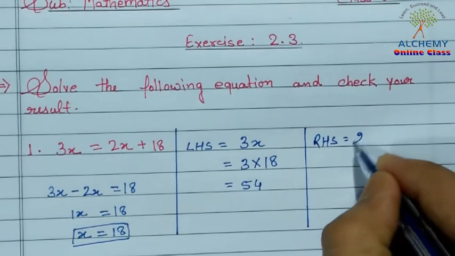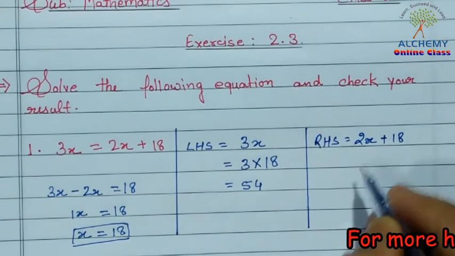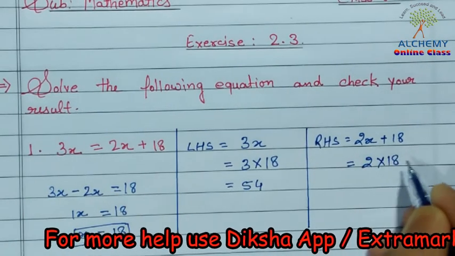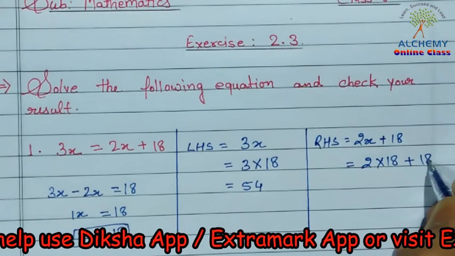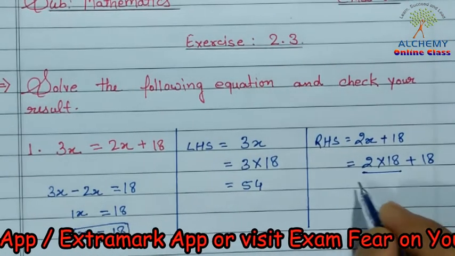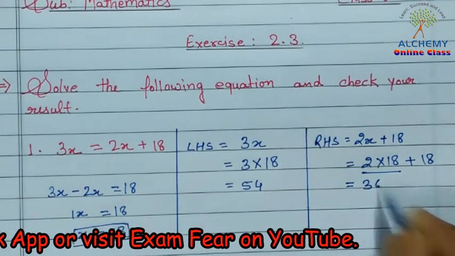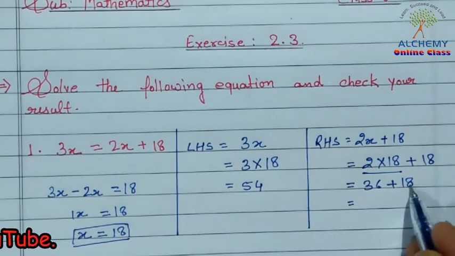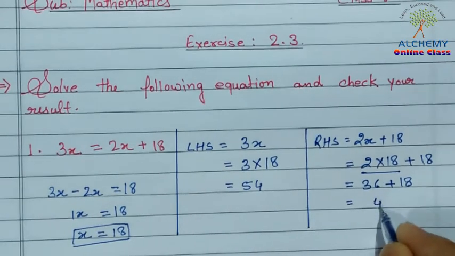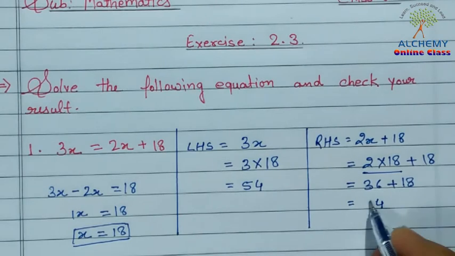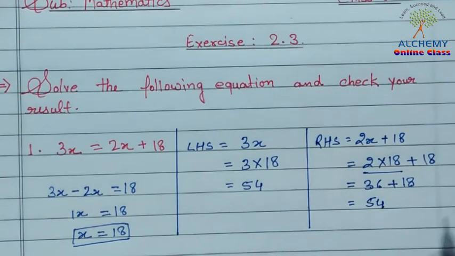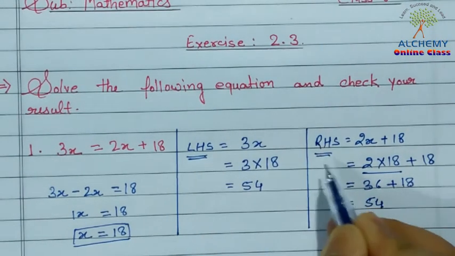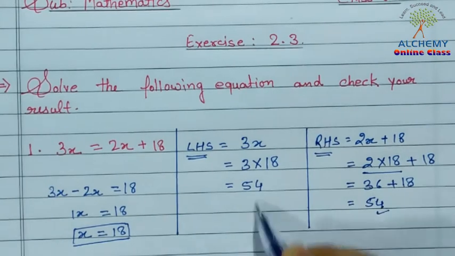so right hand side is 2x plus 18, and the value of x is 18. 2 into 18 plus 18. So when we multiply these two values, we get here 36. And when we add 18 to 36, we get here 54. So basically we can see here the left hand side and right hand side both are equal to 54.